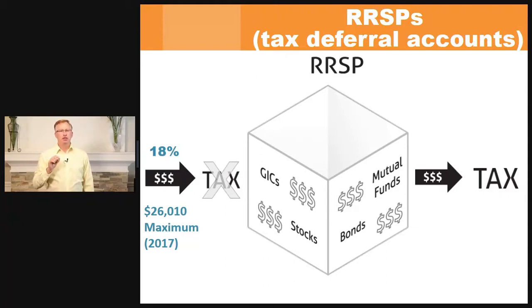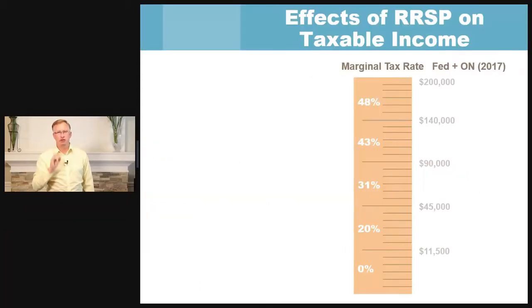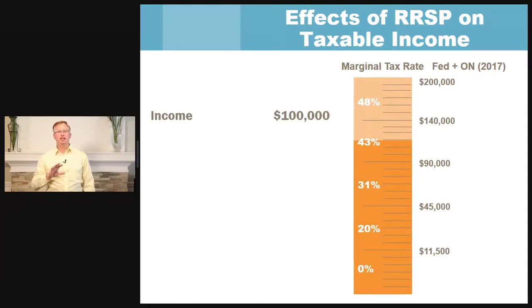So let's take a look at the effects of making an RRSP contribution on your taxable income. I've got a little example here. Let's say you make $100,000. I like to keep numbers nice and round. You remember our taxable income tube here? This is our marginal tax rate for Ontario as an example, and these are tax rates for 2017. So if you earn $100,000, you are now in the 43% marginal tax rate, or the 43% tax bracket.